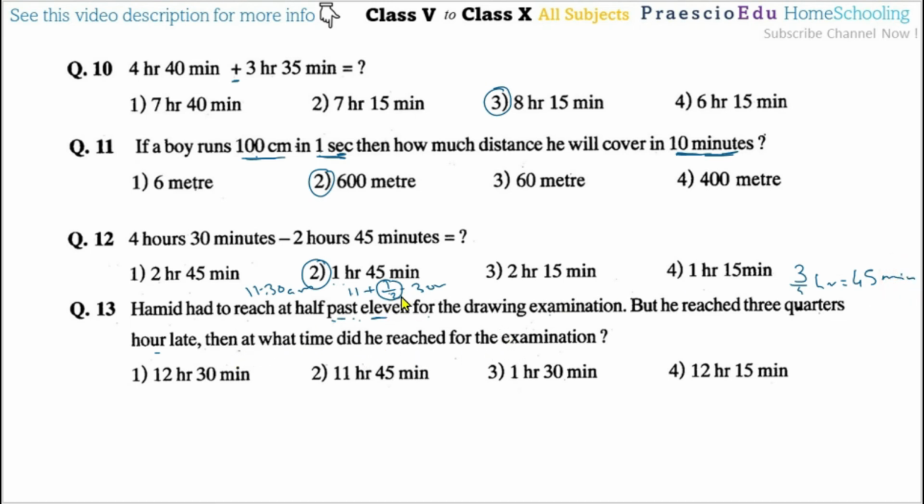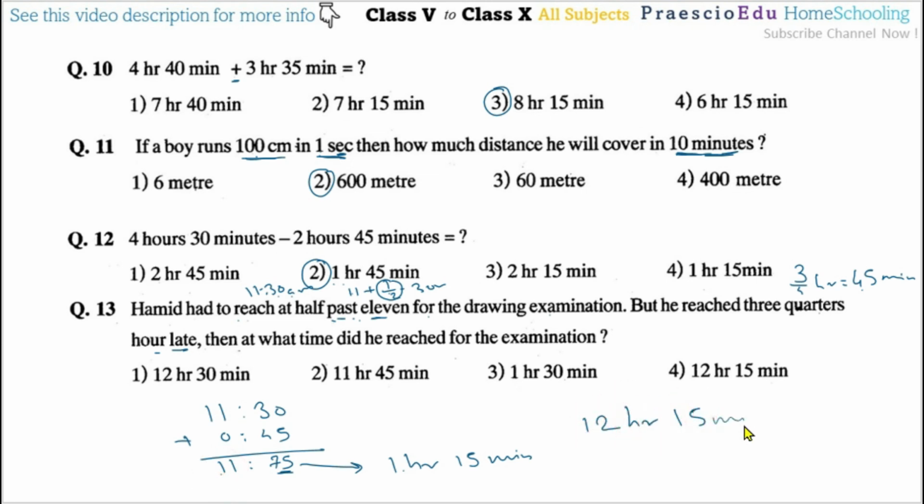He is getting late. Then at what time did he reach for the examination? As we know, he was supposed to reach at 11:30 a.m., but he got late by 45 minutes. Late means we have to add this time. So 11:30 plus 0:45. Now this is 75 minutes and 11 as it is. 75 minutes means 1 hour and 15 minutes. So this 1 hour we add here, so it will be 12 hours and 15 minutes, which is given in option number 4.